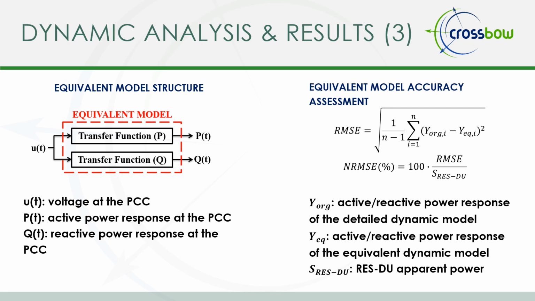Equivalent model accuracy is evaluated by comparing active and reactive power response at the point of common coupling obtained using the detailed and equivalent dynamic plant model for a range of plant operating conditions. Two standard indicators, root mean squared error and normalized root mean squared error, are used for quantifying equivalent model accuracy.